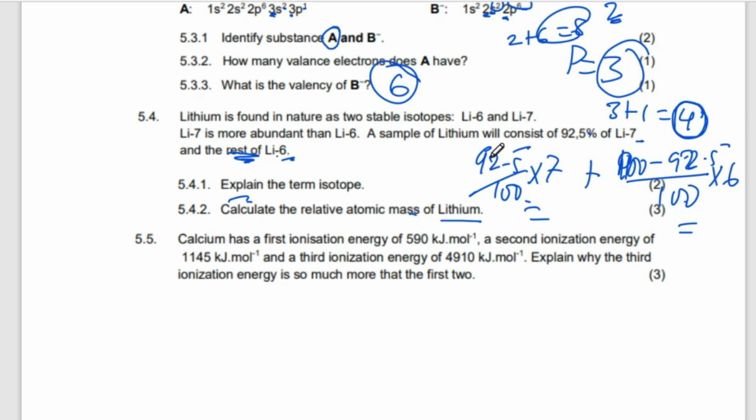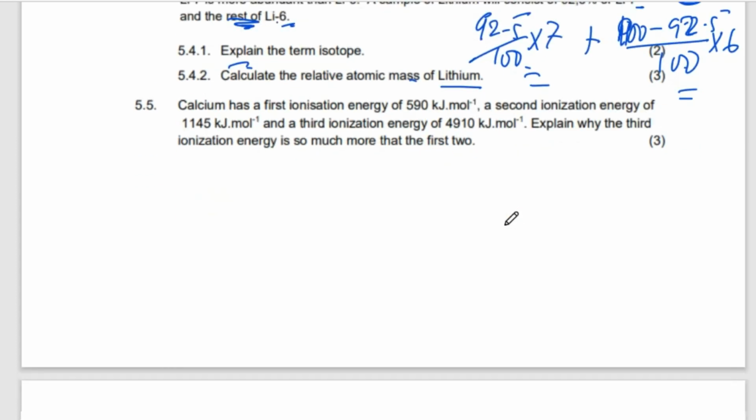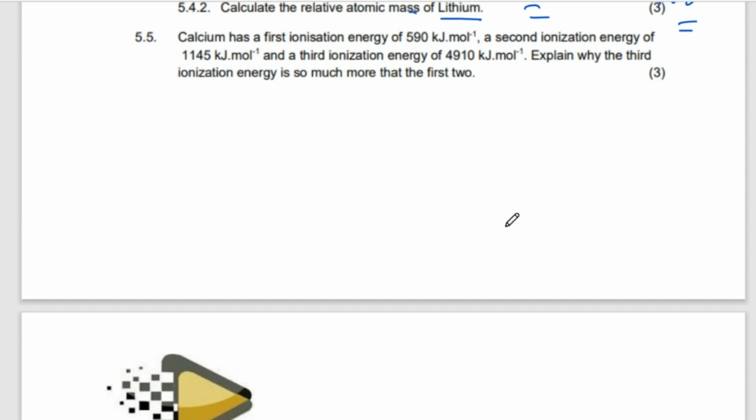Calculate the first and the second ionization energy and explain. Calcium has the first ionization energy, this, and the second ionization energy, this.